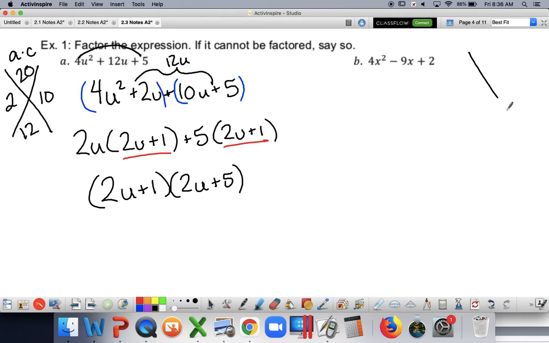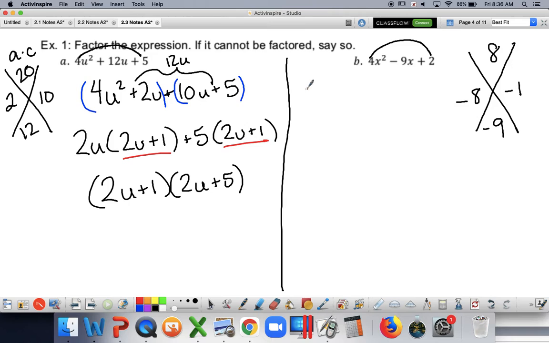All right, let's do letter B. I'm going to multiply my a times my c to get 8, and then my middle term is negative 9. I'm looking for two numbers that multiply to give me 8 and add to give me negative 9. I've got negative 8 and negative 1. I'm going to come back, make sure I separate this, and rewrite my middle term, negative 9x, as negative 8x minus 1x.